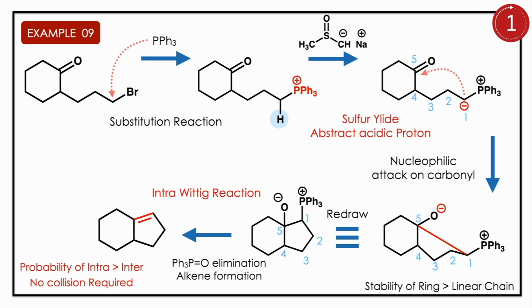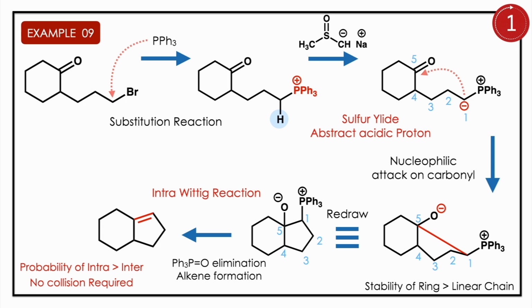Here the first step will be ylide generation. For that, the phosphine attacks the bromine carbon. Bromine is replaced with PPh3, so a positive charge is there. Then the CH minus from the sulfoxide abstracts the proton. It will act like a base. Base abstracted, you have ylide formation.